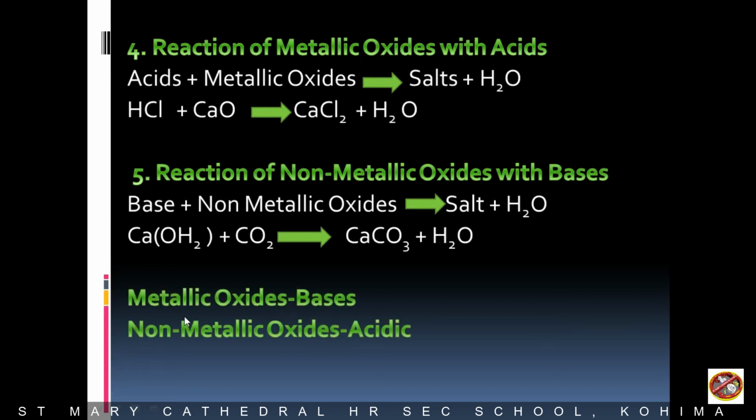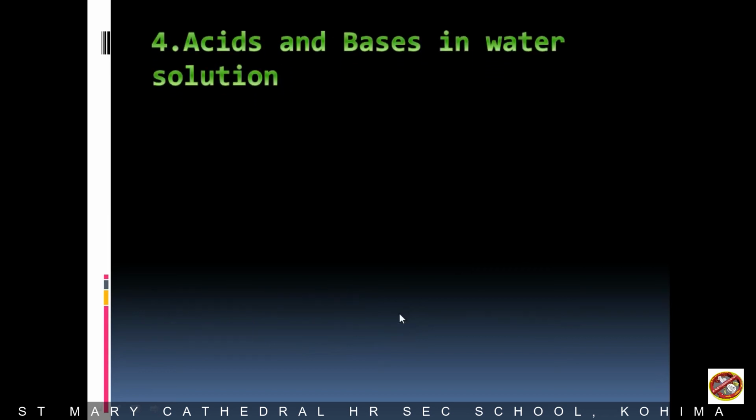Why? Because metallic oxides are basic in nature. That is why I didn't give the reaction of metallic oxide with base, because a metallic oxide itself is a base in nature, and non-metallic oxides are acidic in nature. That is why we didn't mention the reaction of non-metallic oxide with acid, because they are acidic in nature. Alright, let us see the next reaction.